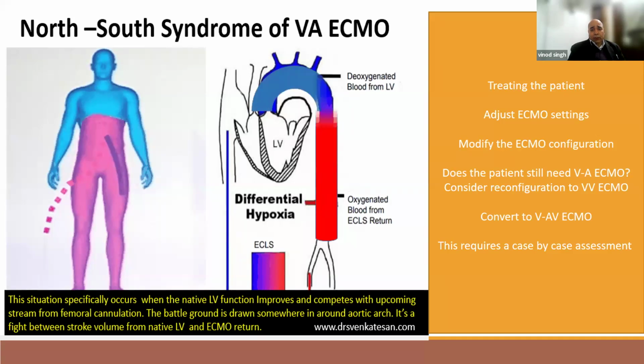So conversion to VAV, conversion to VV, decreasing any inotropic support, and sometimes you can also go for axillary cannulation that will improve your oxygenation. So these are the different options you have in North-South syndrome, which is one of the complications of VA ECMO. And this typically occurs if a patient is suffering with ARDS and shock, and the cardiogenic shock has improved, but ARDS has not improved, then there is a possibility of mixing, and that can lead to differential hypoxia.